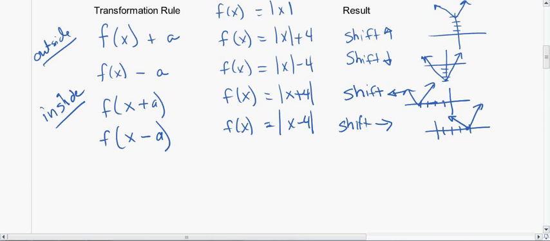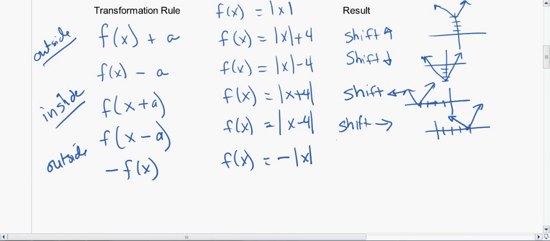So adding and subtracting shifts the graph up and down or left and right, depending on whether you're adding or subtracting on the outside of the function or inside, adding or subtracting to the x. Let's take a look at what happens when we negate the function. So once again, I'm on the outside, so outside. If I negate the function and make it a negative f of x, here's what my example looks like. Got a negative absolute value of x.